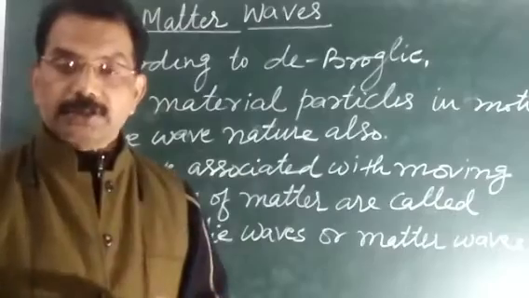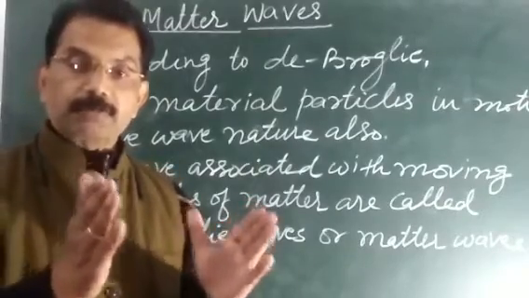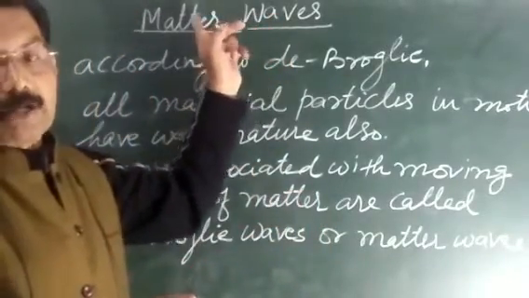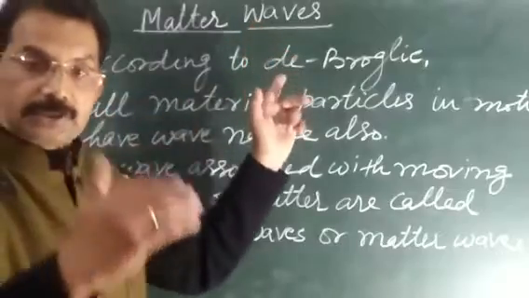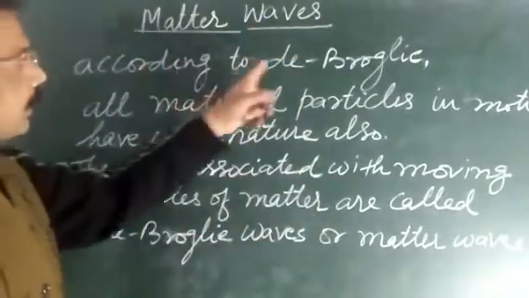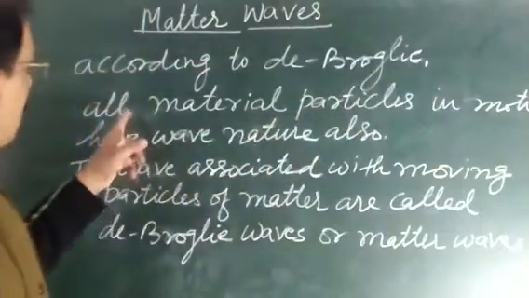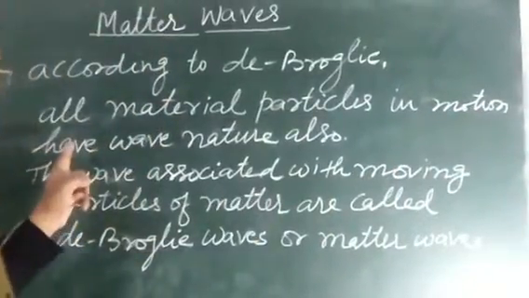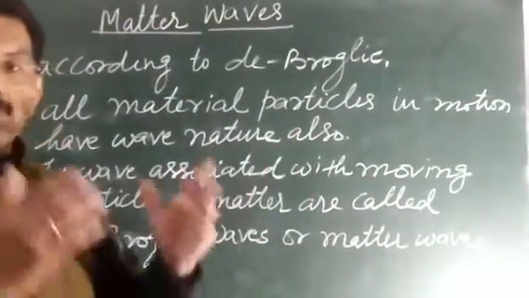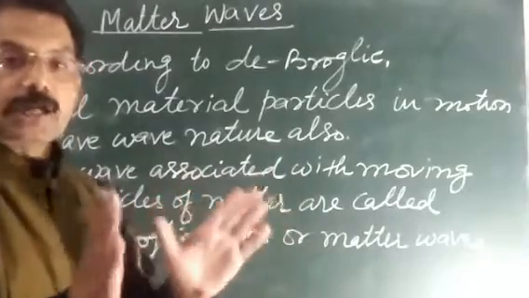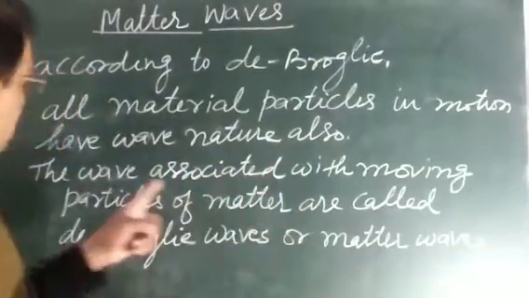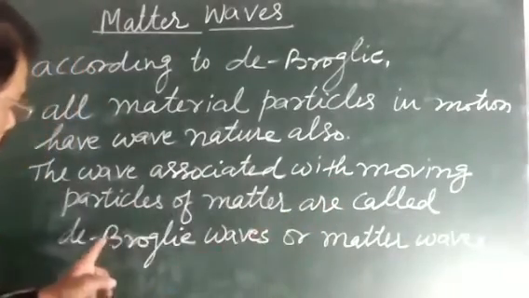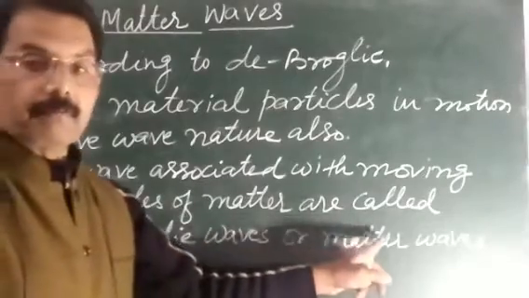And de-Broglie was a scientist who, by taking the principle of duality, gave the wave associated with matter. Matter means all the moving particles. So, according to the de-Broglie hypothesis, all material particles in motion have wave nature also. All material particles during motion will show wave nature. And the waves associated with moving particles of matter are called either de-Broglie waves or matter waves.